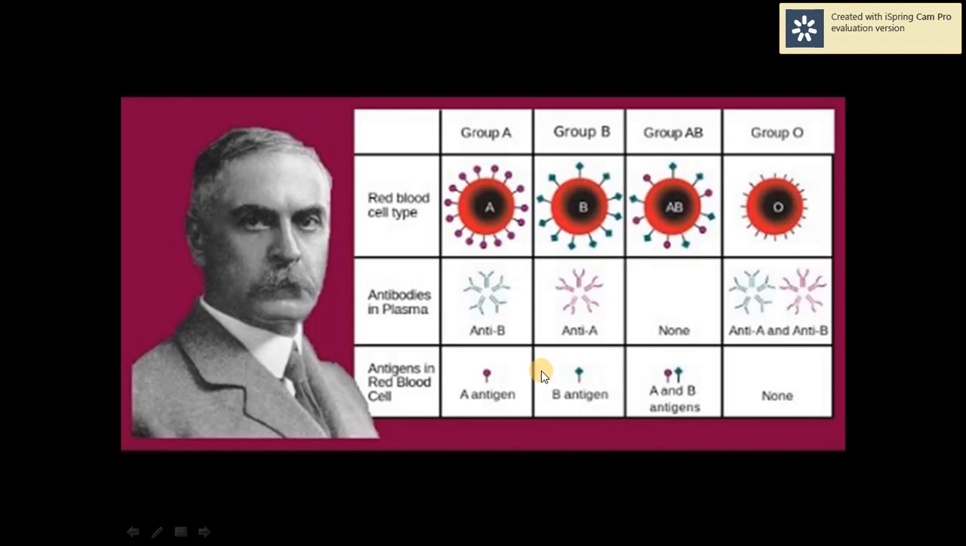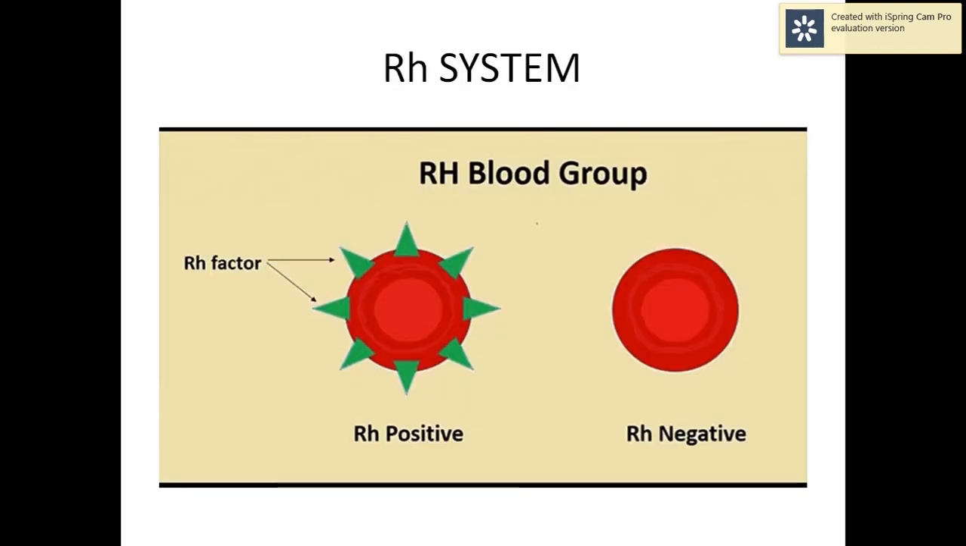And if you talk about the surface antigens that are present, you can see A antigen, B antigen, A and B antigens both out here, and out here none are present. That is it, all about your ABO blood grouping system. So there are two blood grouping systems. Please remember that. One is your ABO blood grouping system and the other one is our RH system. Okay, this is another way of having a blood grouping.